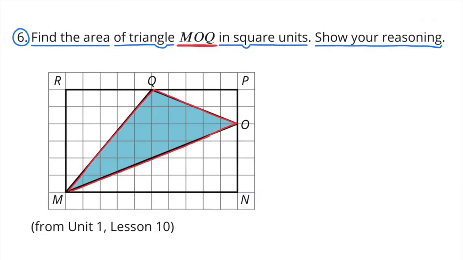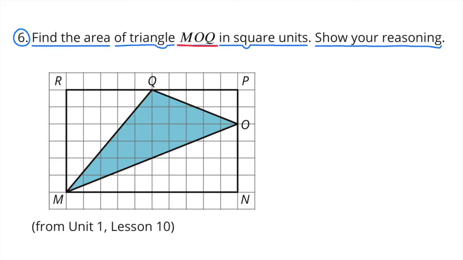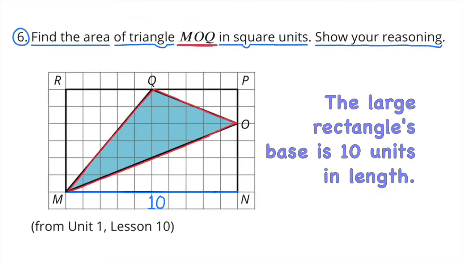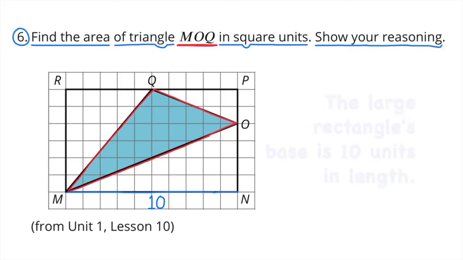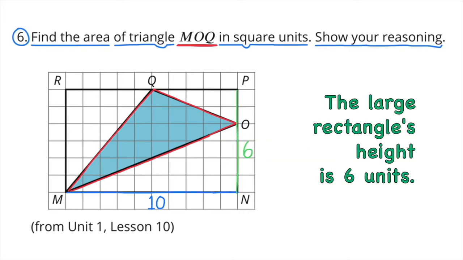Number 6. Find the area of triangle MOQ in square units. Show your reasoning. Triangle MOQ is colored blue and it sits inside a larger rectangle. The large rectangle's base is 10 units in length and its height is 6 units.